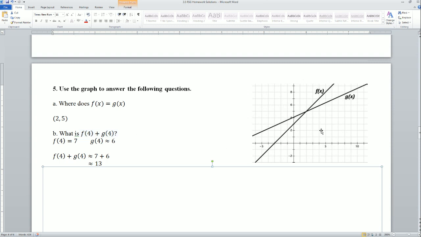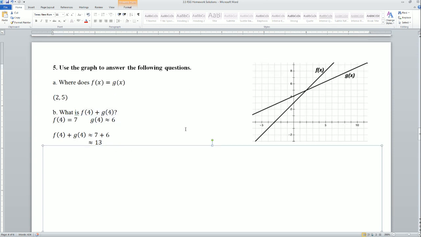So f of 4 looks like it is at 6, and no, that's g of 4. It looks like it's at 6, and it looks like it is at 7 for f of 4. So together, it's roughly around 13, right? Because I had to do an approximation. I had an estimate. That's why I used this wiggly sign. It's approximately 13.